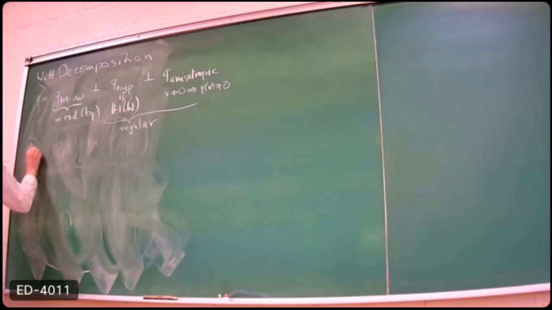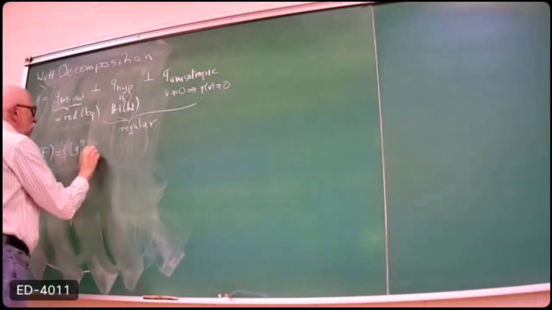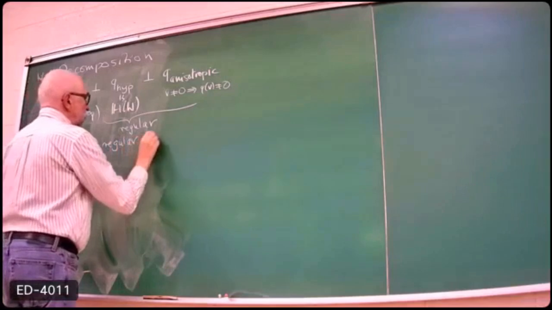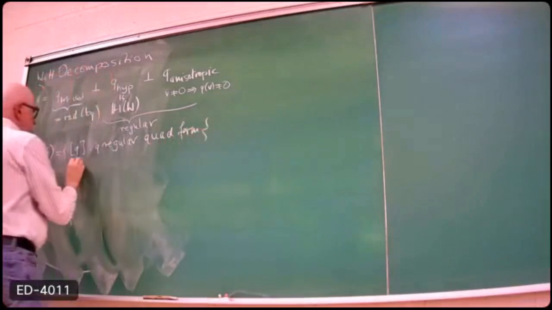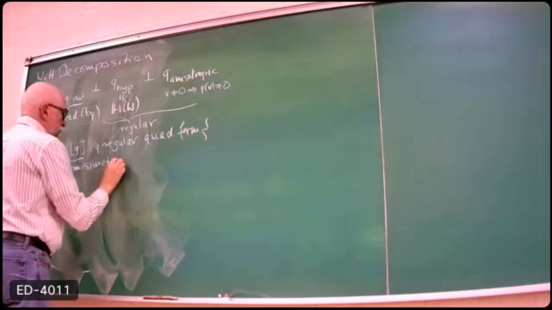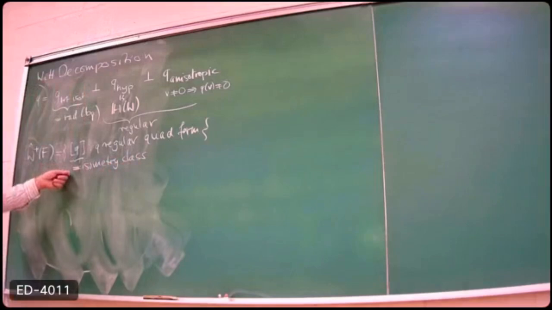And I will use the notation W hat plus of F, a notation which will become clear only later on. This is the set of all regular quadratic forms, up to isometry. For everything which is isometric, Q is put into this class.